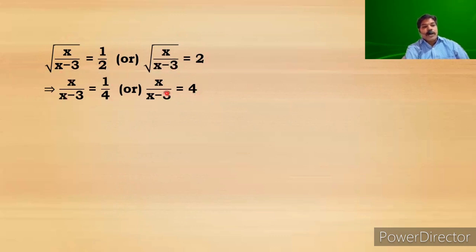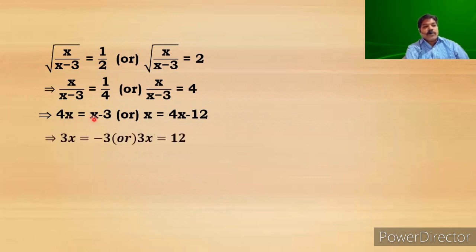Take the cross multiply, and here also you can cross multiply. Here 4x = x − 3, and here x = 4(x − 3), which is 4x − 12. In the first case, take this x to this side, 4x − x becomes 3x = −3. In the second, take this x to this side, 4x − x becomes 3x, and take this −12 to that side, it becomes +12. The 3 and 3 cancel, x = −1, and here 3 and 12 cancel, four times, so x becomes 4.